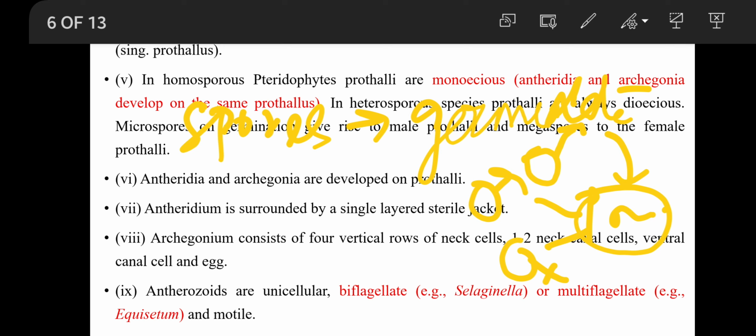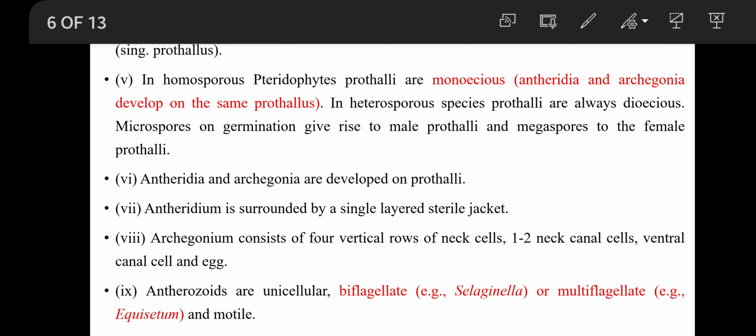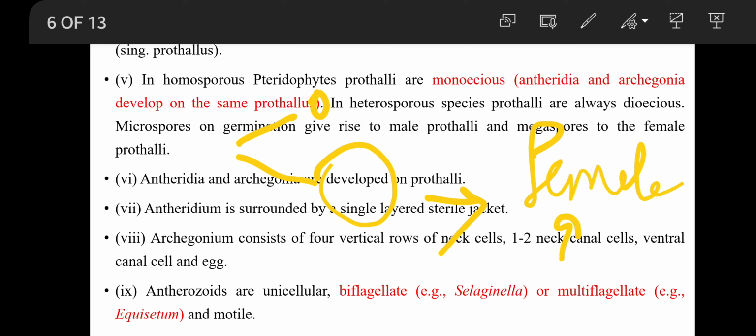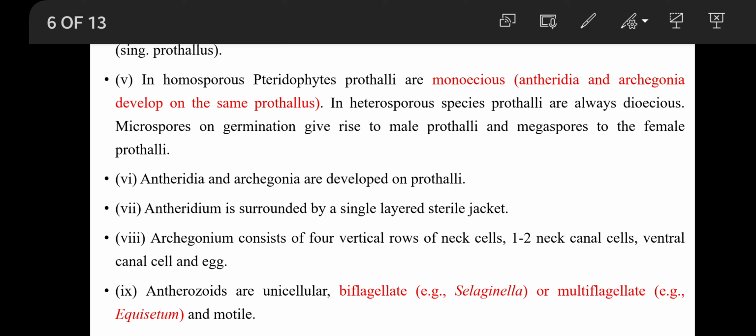in the same prothallus. But the case of heterospory is different. They produce different types of spores. One is microspore, small in size, and one is megaspore, large in size. Megaspore germinates to produce the female gametophyte. Then the microspore germinates to produce the male gametophyte. Antheridia and archegonia are developed on the prothalli.